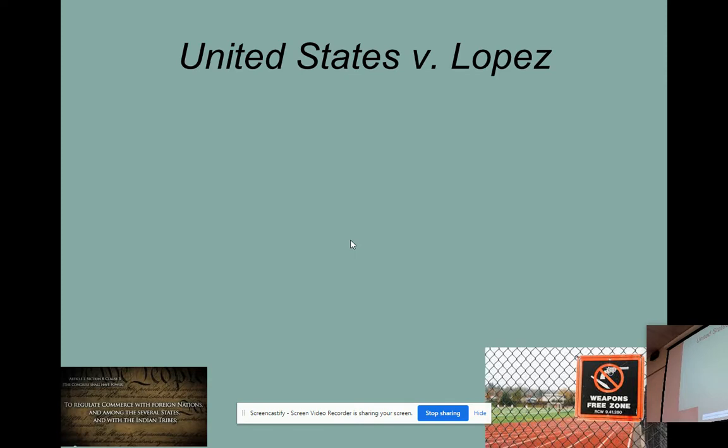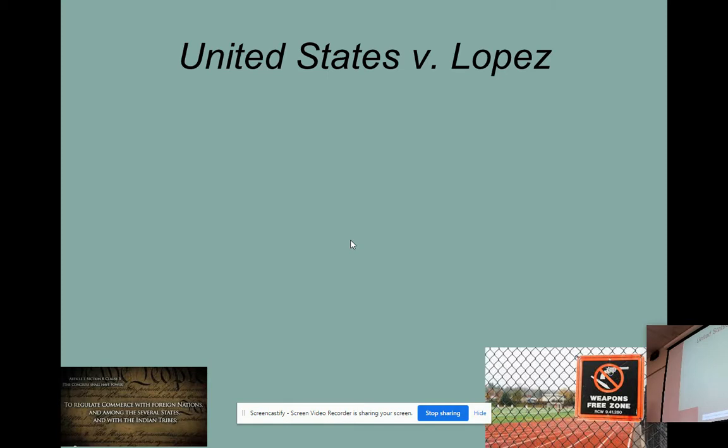United States versus Lopez. We're talking about U.S. versus Lopez, the second required Supreme Court case. If you read the background of the case, it says the U.S. Constitution set up a system of government in which the federal government and the states share power. What is that called? Federalism, right? So this case is obviously a case about federalism.